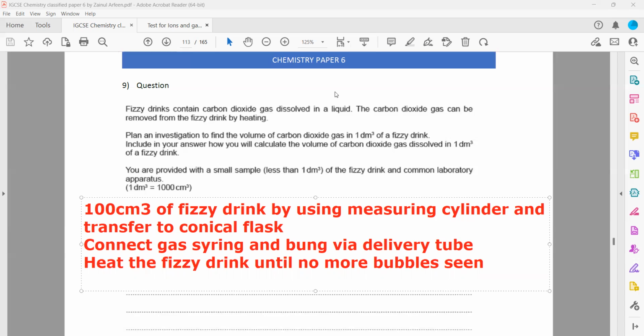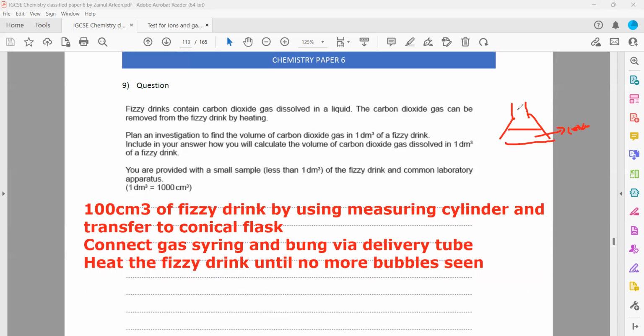So to make it simple, we took 100 cm cube of a fizzy drink. We transferred that into a conical flask, so we have 100 cm cube here. Why did we not use a burette to fill this? Because we would have to refill the burette, and it won't be accurate. Then we connect a gas syringe, and we don't have to measure the rate here. So we don't need a stopwatch.